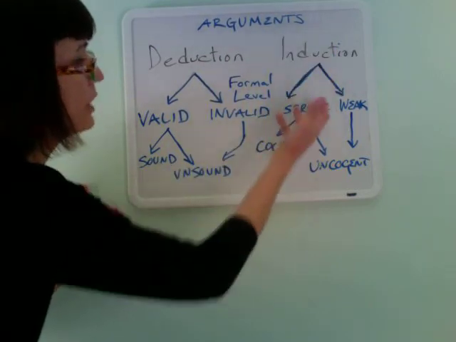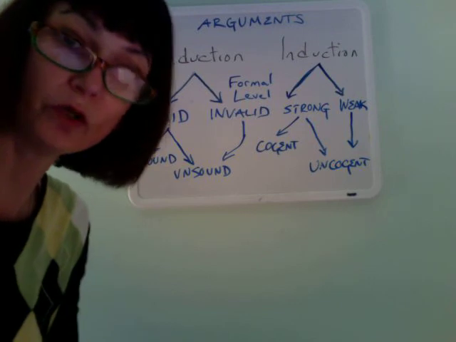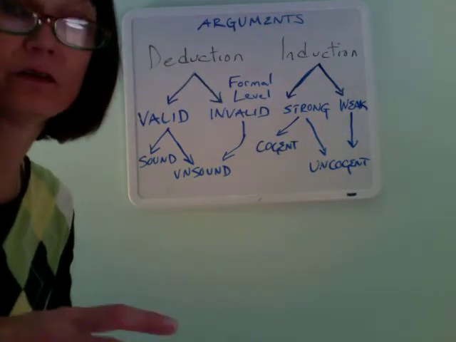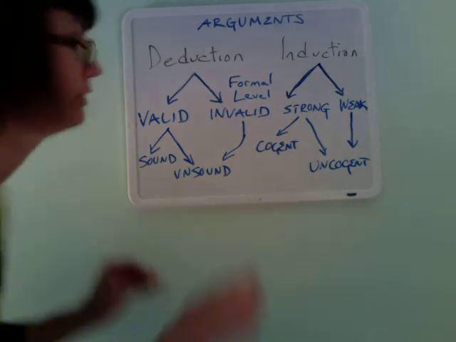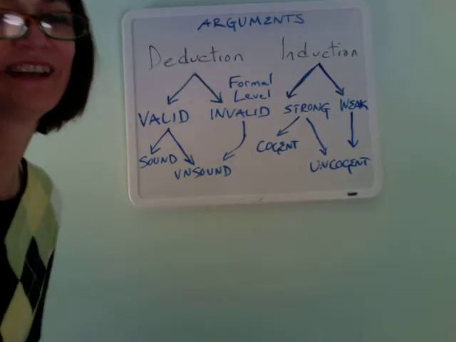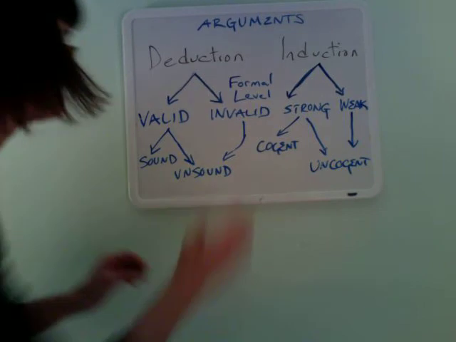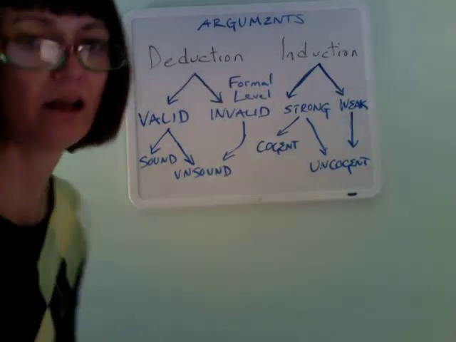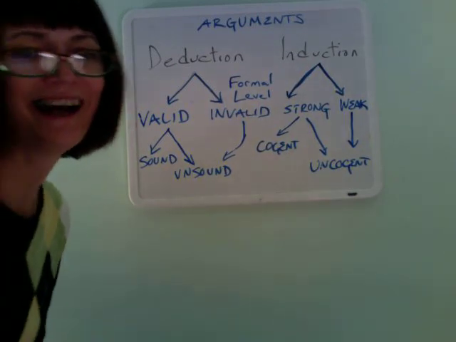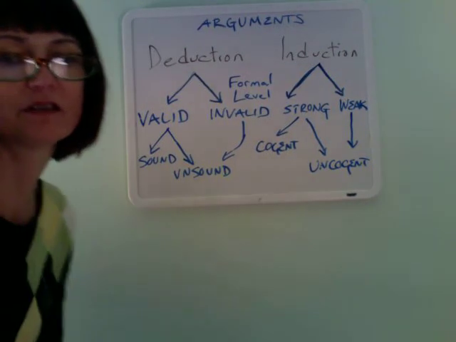The other type of argument, if it's strong, it could be cogent, which means the premises are true as well as it actually being a strong argument. Okay, same type of analysis occurs for deduction. So we have valid and invalid, and then we have sound and unsound. So all invalid arguments are unsound. They're not good actual arguments. So there's formal level, actual level. Actual meaning in informal language, talking about hopefully the real world. Okay, and valid is sound if the premises are true.